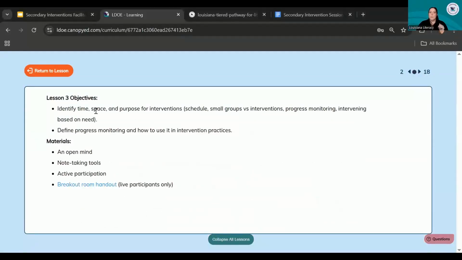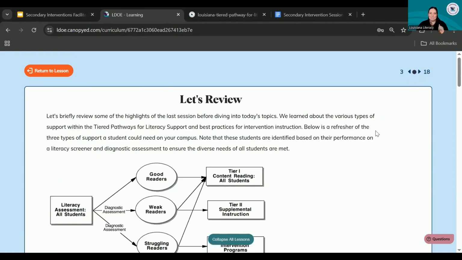So as I mentioned, these will be our objectives for today, and all you'll need today is an open mind. You may want some note-taking materials. I do ask that you actively participate as much as you possibly can when we are in the breakout rooms, and have the breakout room handout handy as well.